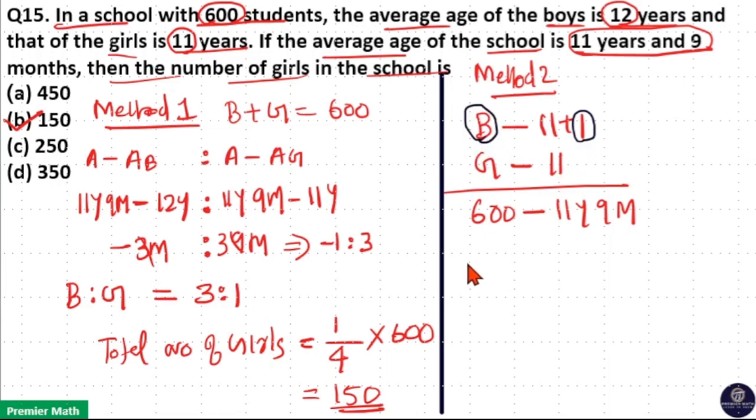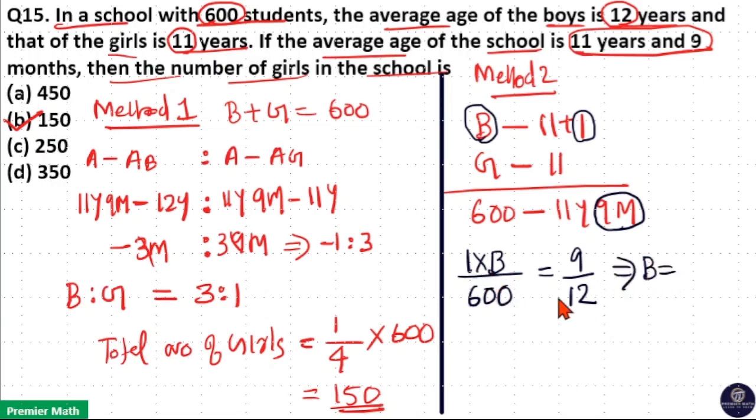Now this extra 1 is for the total number of boys. So 1 into B, this number should be equally distributed to the 600 students. Now 1 into B by 600 is equal to this extra 9 months, because 11 is common, I have taken 11 as common. So 9 months is equal to 9 by 12 years. So which is equal to, B is equal to 9 by 12 into 600.